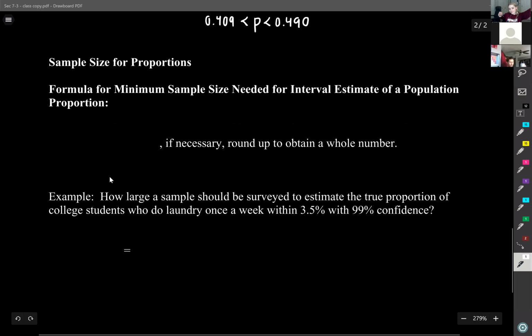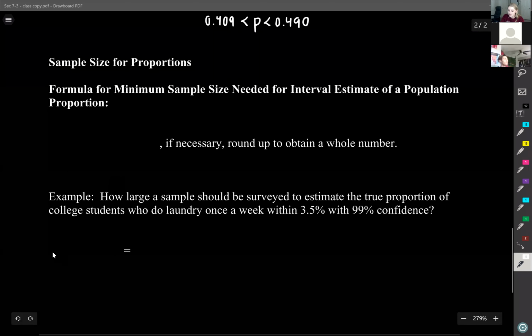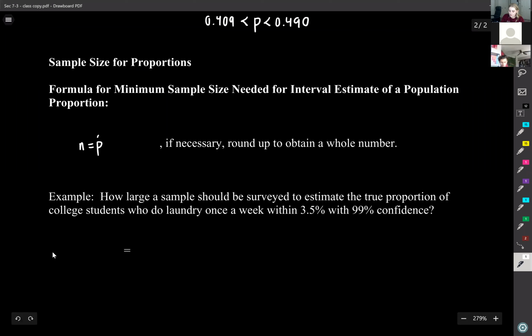All right, the last thing for today. So sample size for proportions. So just like before, sometimes we want to know the minimal sample size that's needed in order to give an interval estimate of some population proportion and be confident, or a certain level of confidence, in that estimate. So we have a formula that is derived from the formula that we've been using. So we get n is equal to p hat q hat times z sub alpha over 2 over e, squared. So remember, e is like that error that you want to be within.